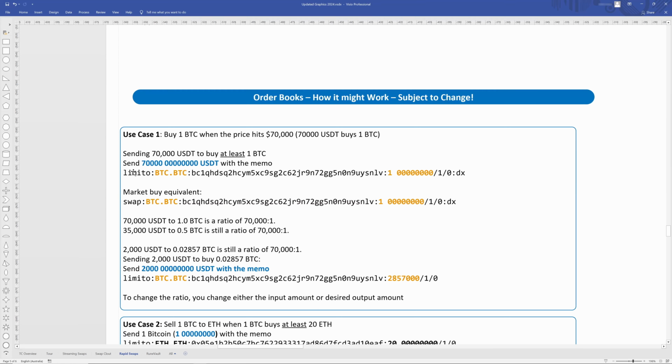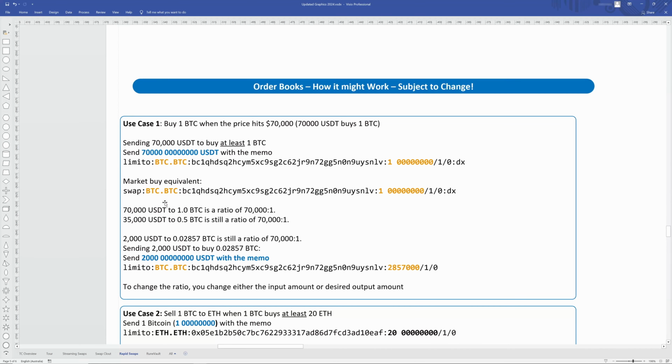So it would have a prefix here of limit order. Give me at least this amount of Bitcoin and send it to this address. And this is the streaming swap part. Now this may look familiar because it's essentially a swap memo. In fact, it is a swap memo with a different prefix. And this then sets the order type within the backend, whether it's a market order or limit order.